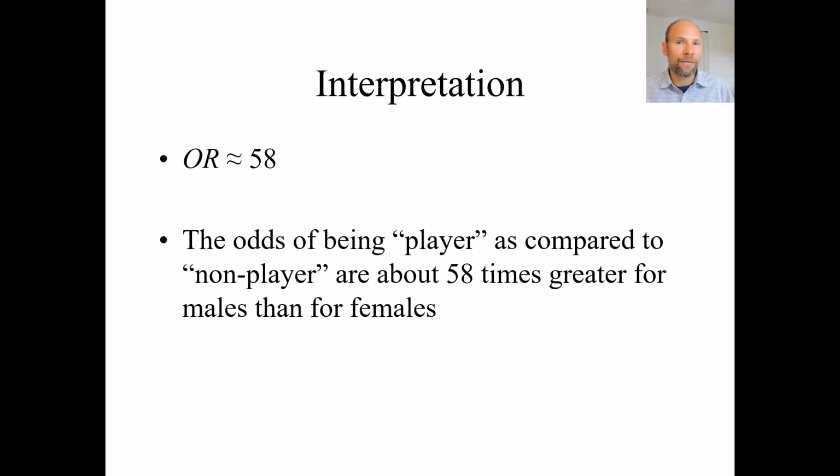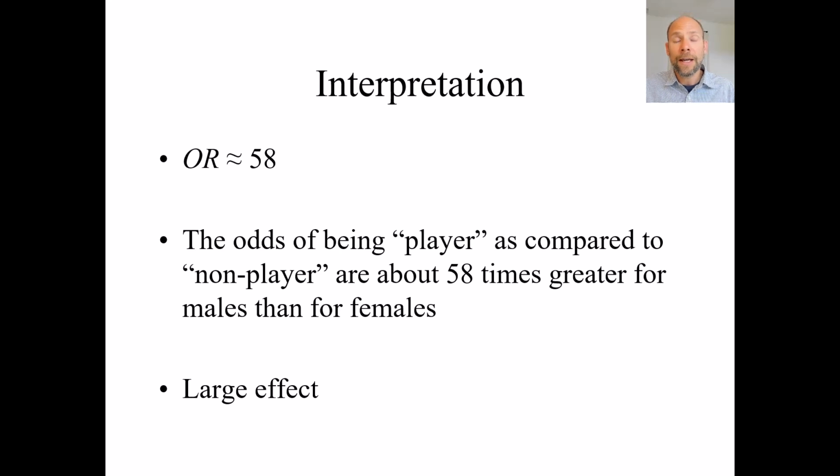And that's very, very intuitive in terms of the interpretation. It shows us that males are more likely to be players than females, and females are more likely to be non-players. And an odds ratio of 58 is of course a large effect. We saw from previous results that it's also statistically significant. The logistic regression slope coefficient was significant, and so that means then that also the odds ratio is significant.